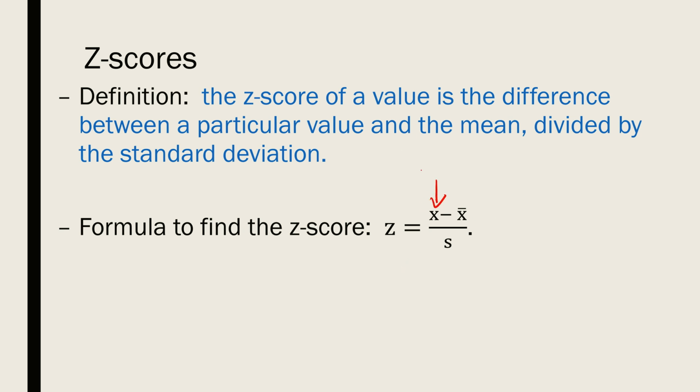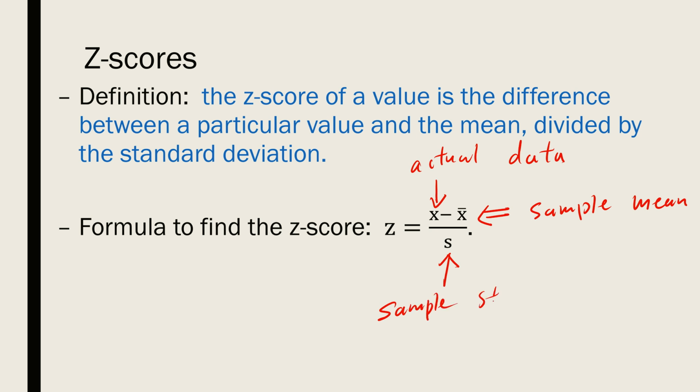This is the actual data. X bar is the sample mean. S here is sample standard deviation.